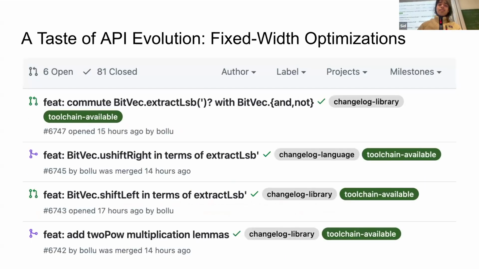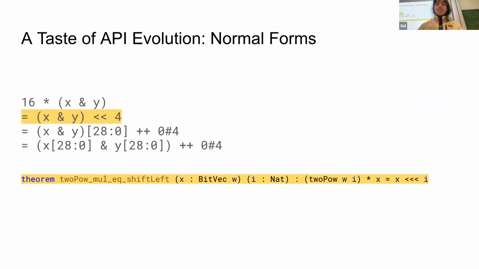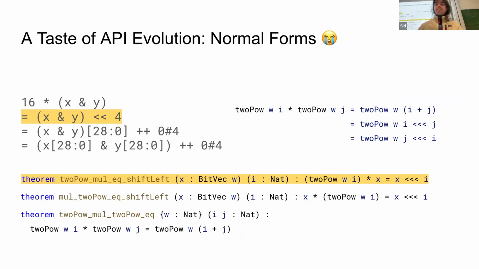And I sent all of these PRs. Then Henrik came back with a complaint. He said, okay, amazing, you have this theorem. Where's its corresponding symmetric version? So I said, fine, I'll give you the symmetric version. But then we also had another theorem that said that multiplying 2 to the power of i and 2 to the power of j gives us 2 to the power i plus j.